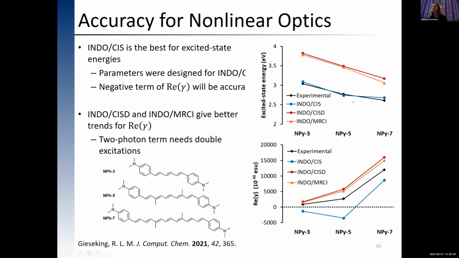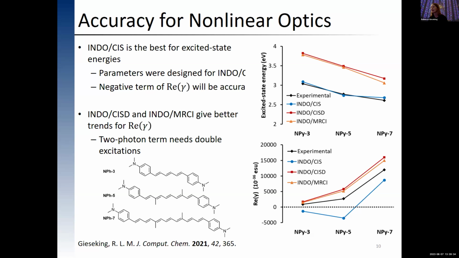And so based on that, we expect the negative term of the third order polarizability to be relatively accurate, even for INDO-CIS. But if you look at the overall picture, the experimental is always positive. INDO-CIS for two of these three molecules actually gives you a negative third order polarizability. So your refractive index is changing in the wrong direction with the intensity of light.